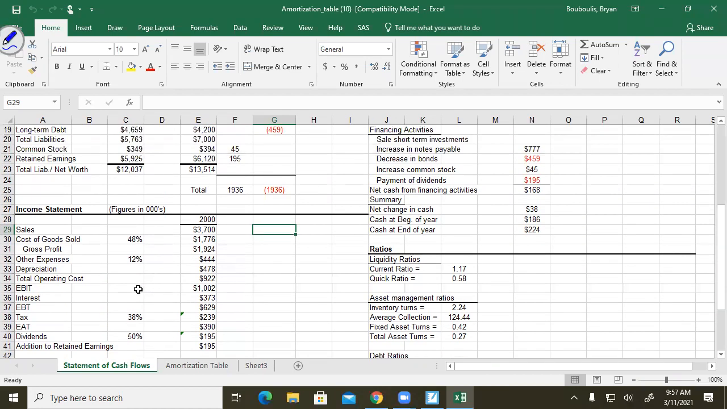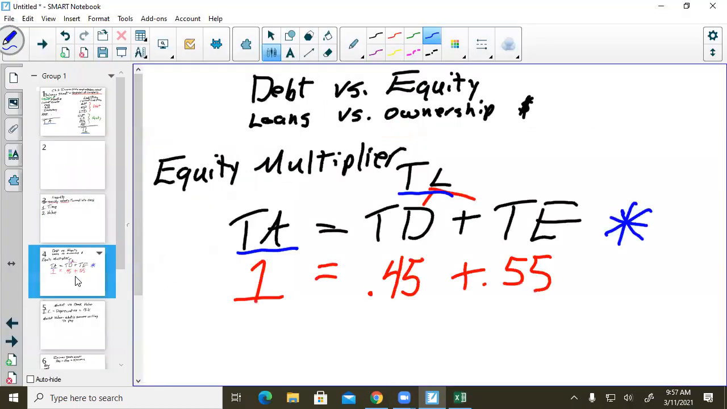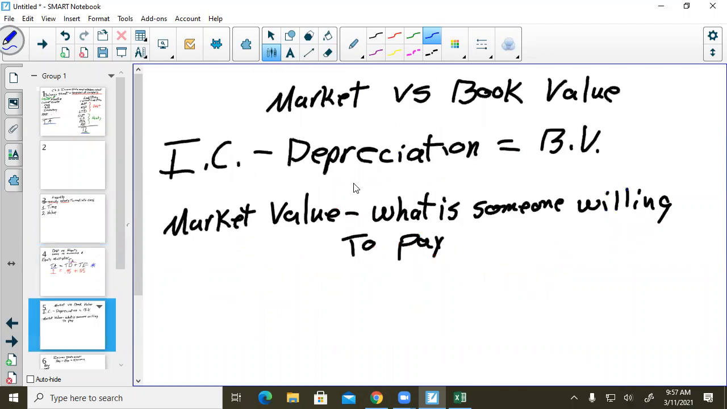Okay. The good thing is most of the time your income statements and balance sheets are very basic, and you can change these how you need to. All right. Is everybody good on this equation right here? This is going to be key. You need to remember this. Okay. All right. Let's talk about market versus book value. What is book value? You remember book value from your accounting class?